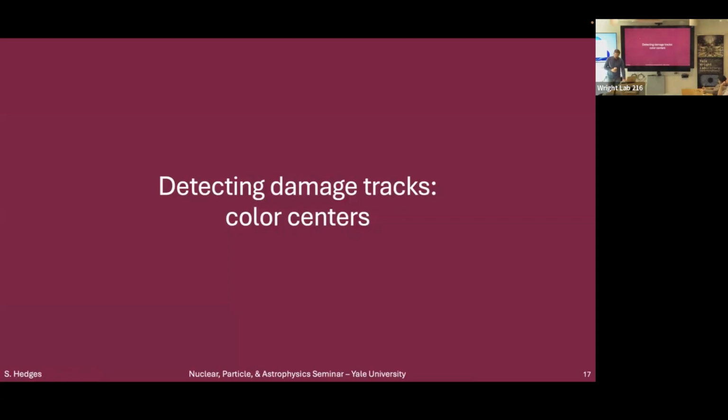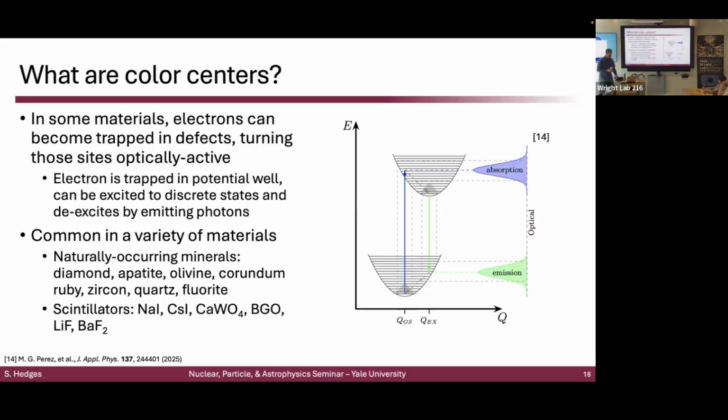So the technique that we're focusing on is using fluorescence microscopy to image color centers. So I should first introduce what color centers are. And what this is when we have one of these vacancies from an ejected nuclear recoil, in some materials, electrons can get trapped in these vacancies and turn those sites optically active. Essentially, this is just a basic quantum mechanics problem. You have an electron trapped in a potential well, so it can be excited to discrete states and then de-excites by emitting photons in a process known as fluorescence.